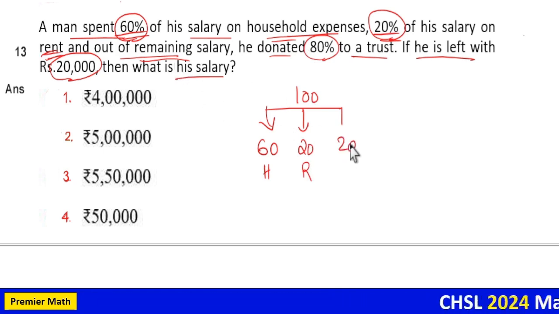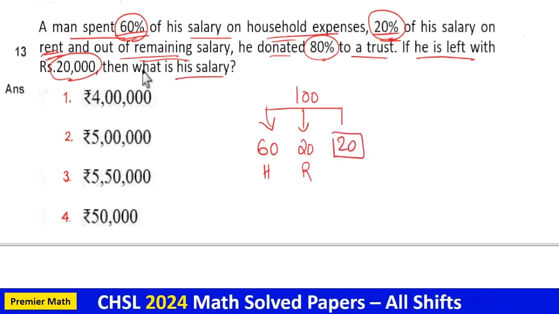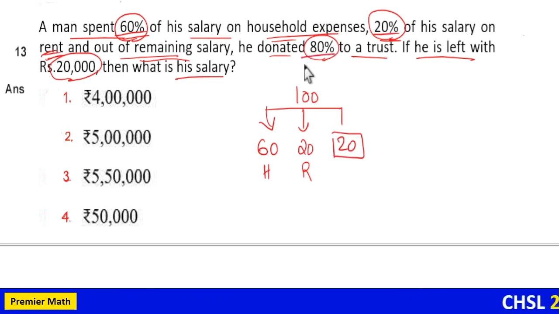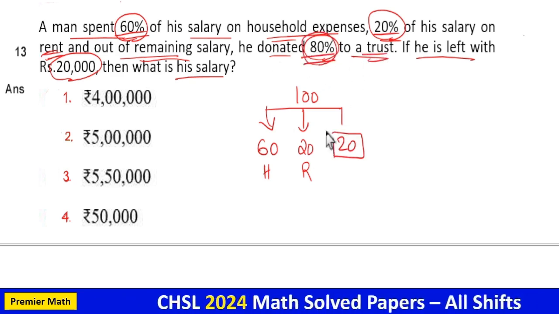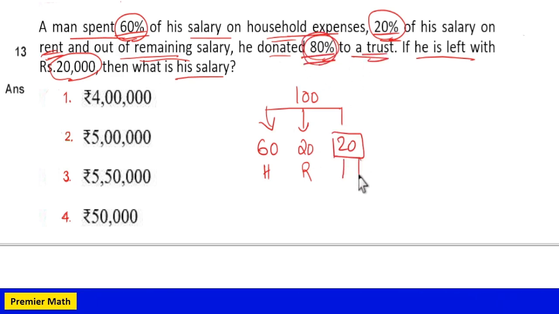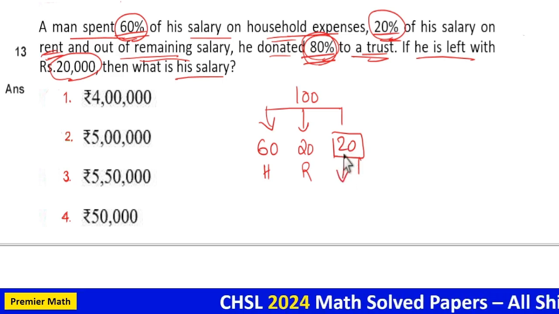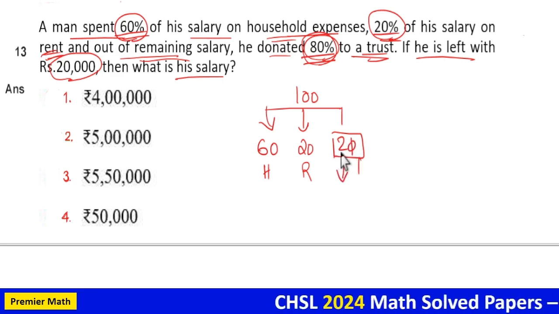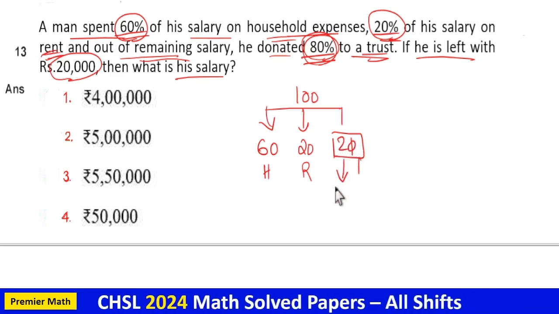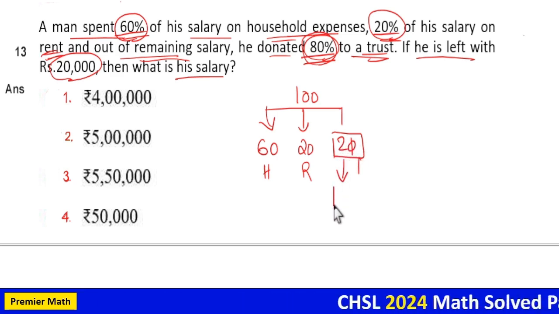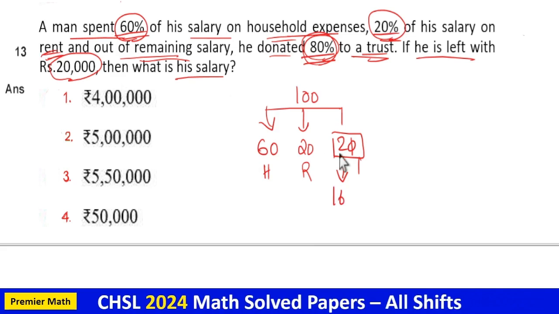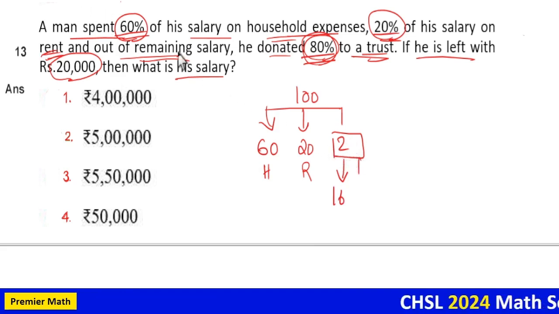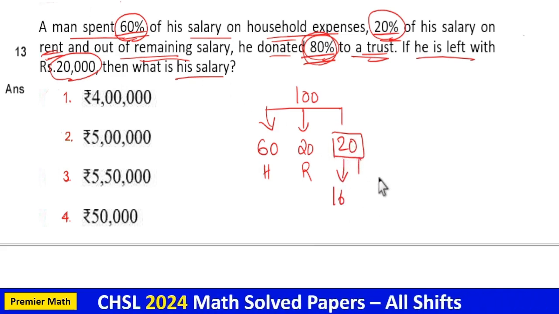So out of this 20 rupees, he donated 80% to a trust. 80% means, 10% of 20 is 2. So 2 into 8, 16 is 80%. So he donated 16 rupees to a trust.